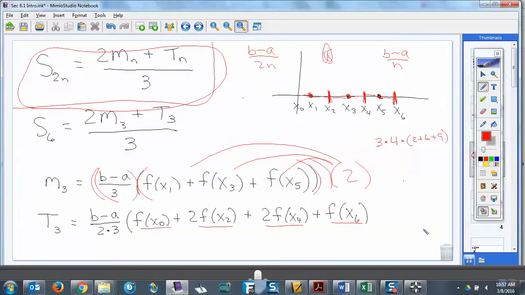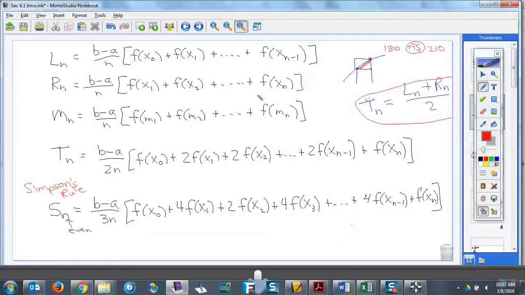Now, when would you use this one for sure? If you were going to do an S8, how would you decide which of those you want to use? What did I tell you over here? If you're going to do a T6, when would you do this one for sure? If you already had L6 and R6, right? If you already had L6 and R6, then just average them and that gives you T6. But if you were starting from scratch and had to do T6, then you could write out that one would be just about as fast.